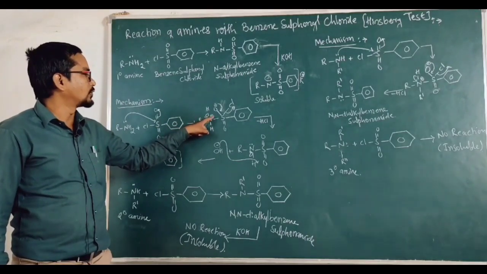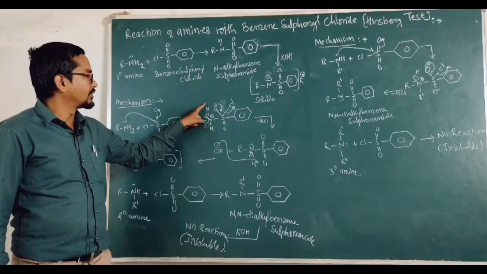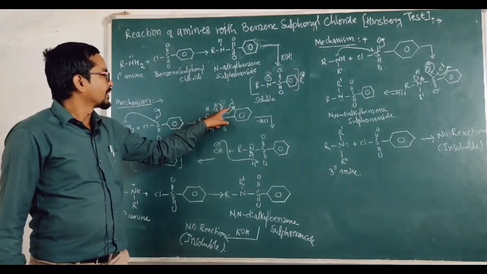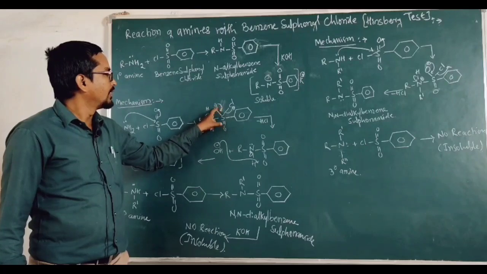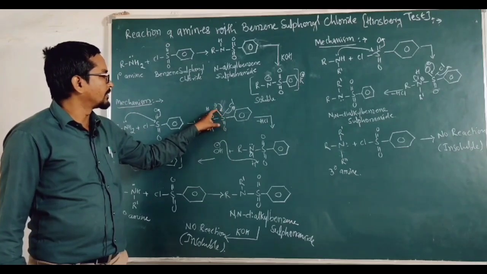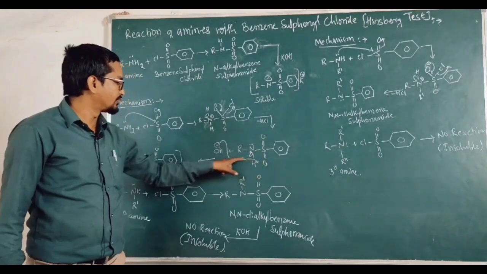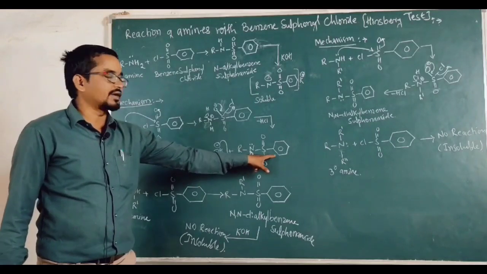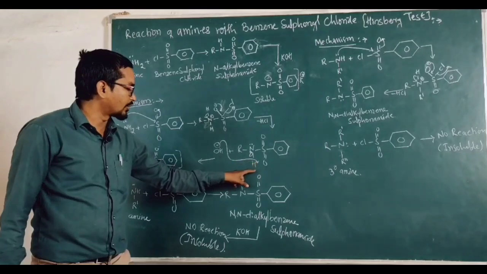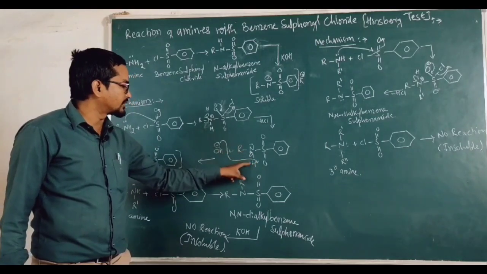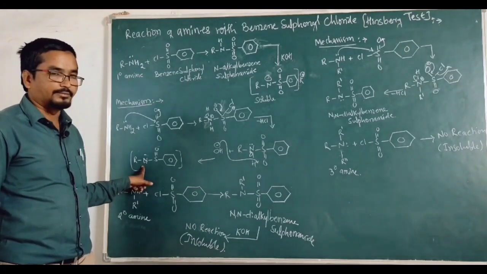Now this nitrogen will try to reduce its positive charge by abstracting the electron and removing the proton. Similarly, chlorine is a better leaving group, so it will leave, and the negative charge will convert into a double bond between oxygen and sulfur. In this way we can remove the HCl molecule and it will lead to the formation of this N-alkyl benzene sulfonamide. Now this N-alkyl benzene sulfonamide contains an acidic proton, hence acidic hydrogen, so the base will abstract this proton and it will lead to the formation of this kind of salt, which is soluble.